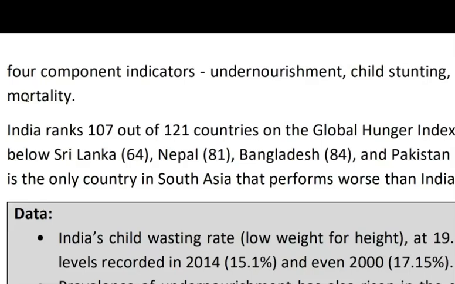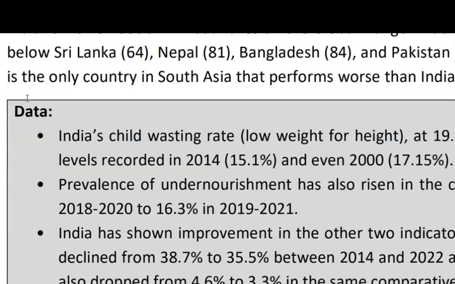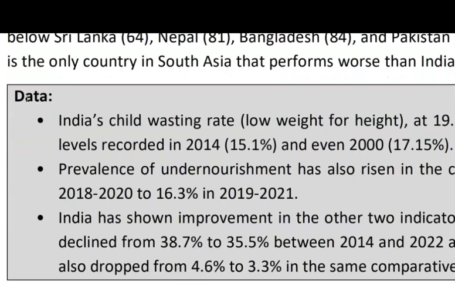So as we can see, out of 121 countries, India ranked 107, which is even worse than some of our neighboring countries like Sri Lanka, Bangladesh, and Pakistan. Here we have given some data; you can see some important facts which we should actually remember. Also, India has shown improvement in child stunting, which has declined from 38.7% to 35.5%, and improvement in child mortality, which has also dropped from 4.6% to 3.3%.